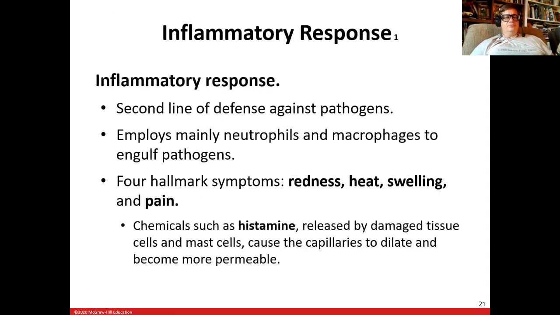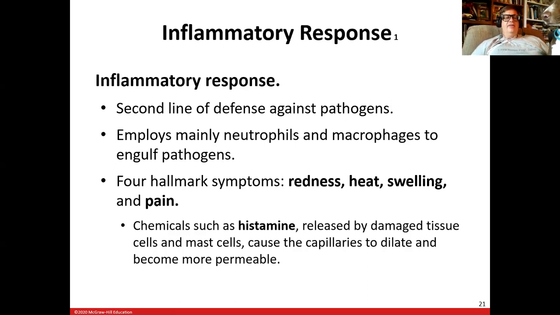Let's move on. So the inflammatory defense is going to be the second line of defense against pathogens. It is mainly neutrophils and macrophages. Now, neutrophils are 50 to 70% of the white blood cells in your body, the most common type of white blood cell, and they don't care what it is. They go and they try to kill it. And macrophages, the big eaters, of course, they swallow pathogens and try to get rid of them.